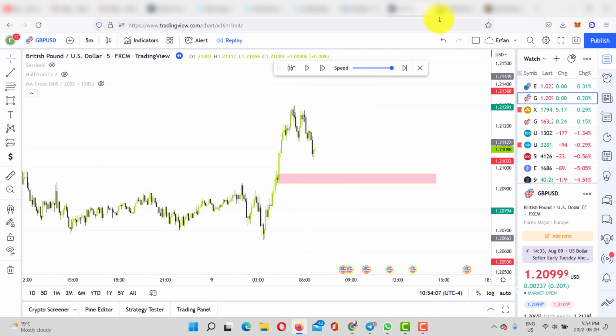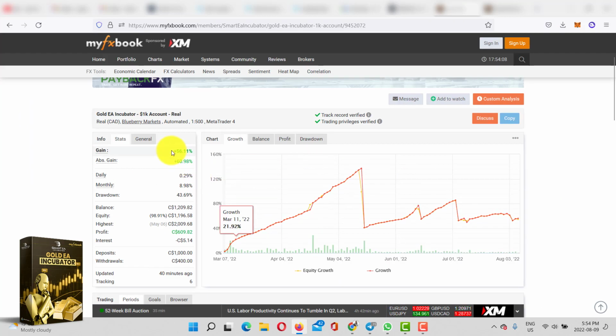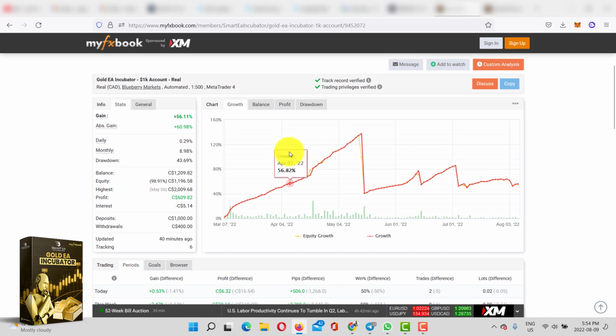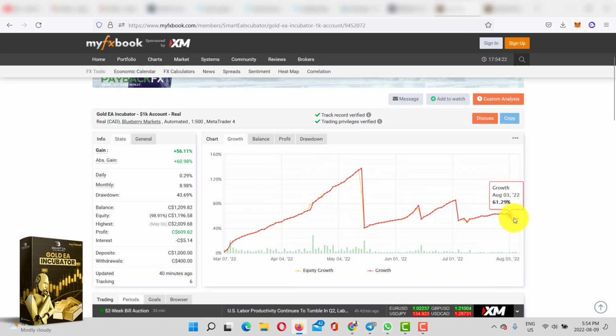But before that, let me share the results of Gold EA Incubator on 2 different accounts. This is the first account that we have and the account is up 56% in profit. This is completely hands-free. I'm not doing anything manually on these accounts. And the profit is $609. As you can see, today's date is August 9th, the same as the chart, 56% in profit.